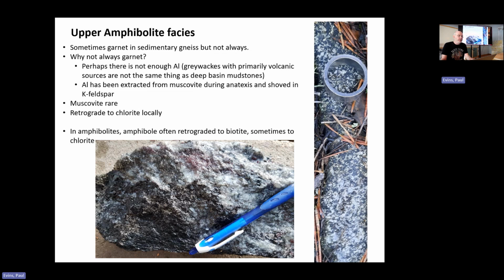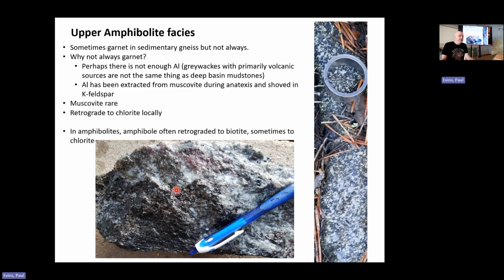A typical metamorphic mineral we see in the sedimentary gneiss is garnet, which you see there, and you can see in the pieces that I passed around. But we also have biotite, obviously, but that's just growing from the clays. And in the amphibolites, we have amphibole. This is often retrograded to biotite, and then to chlorite when it's sheared.